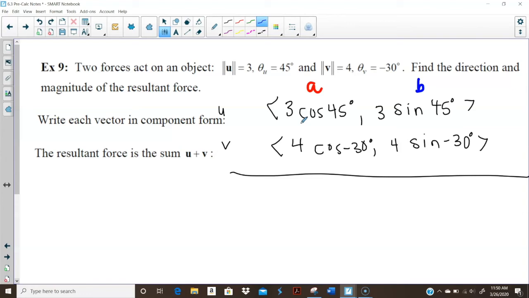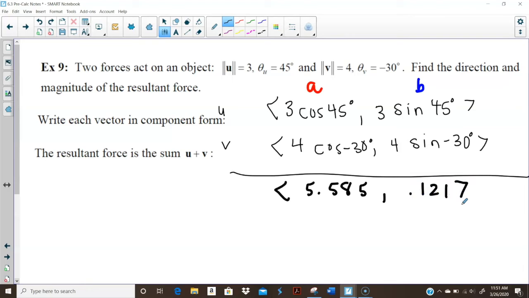And you guys know that the cosine of 45 is root 2 over 2, and the cosine of negative 30 happens to be root 3 over 2. So you're going to add those two together, and you're going to end up with 5.585. Then you're going to add the vertical component together, so you can put it into your calculator. 3 sine of 45 degrees plus 4 sine of negative 30 degrees, and you're going to end up with 0.121.